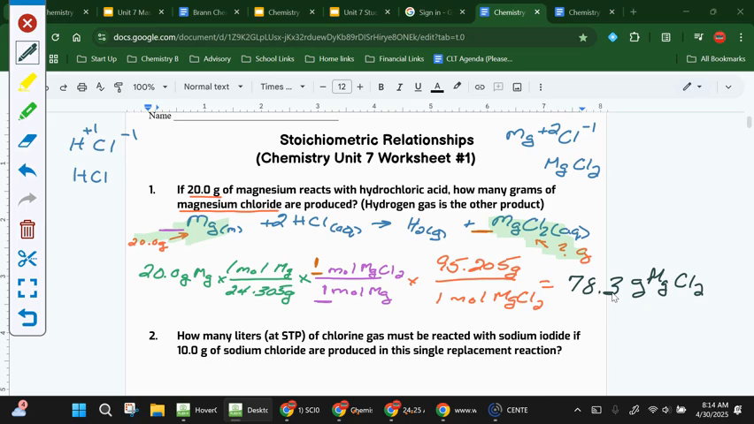But this is your example, ladies and gentlemen. Write a balanced chemical equation. Take what you're given, get it into moles, molar ratio. You're going to report out in mass in all of these. Go to work, ladies and gentlemen.